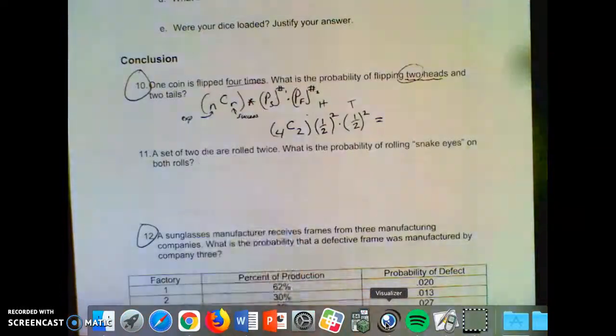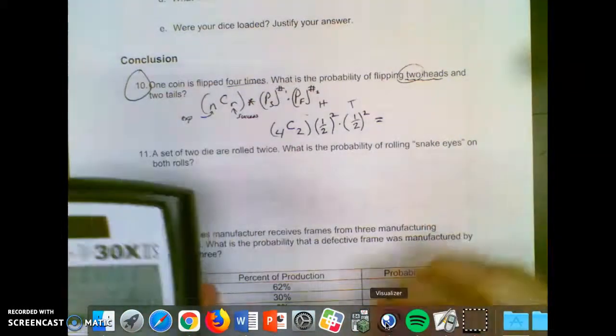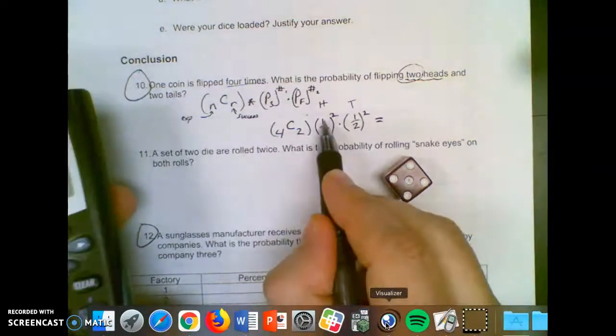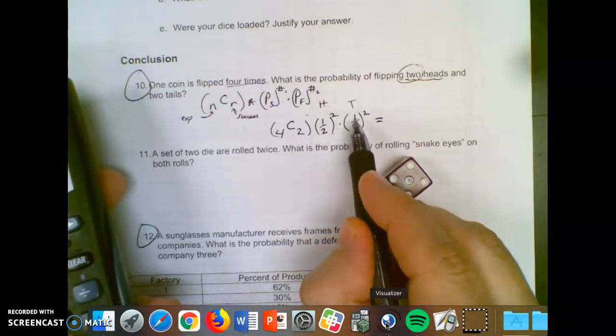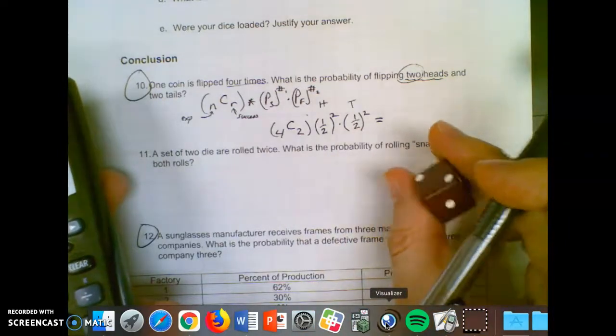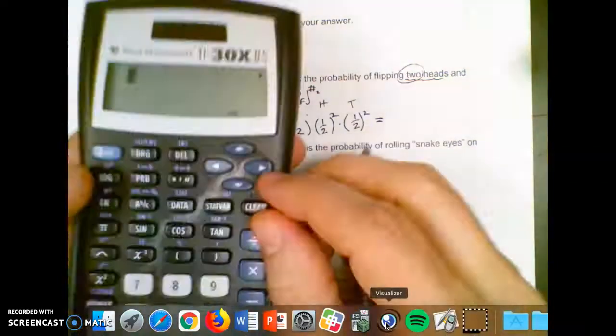This would be a much more interesting problem if it was like rolling a die. Because if you roll a die, the probability of getting like a 5 is 1 out of 6. So your probability of success would be 1 out of 6. Your probability of failing would be 5 out of 6, because 5 of these are not the number I want. Okay, that's neither here nor there.